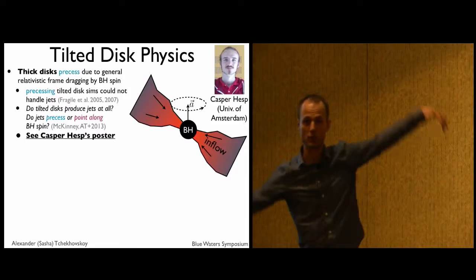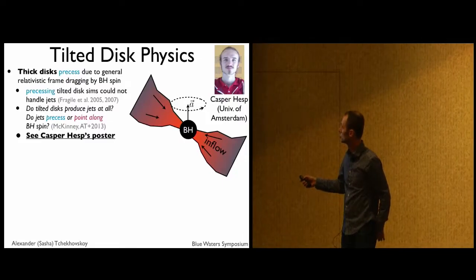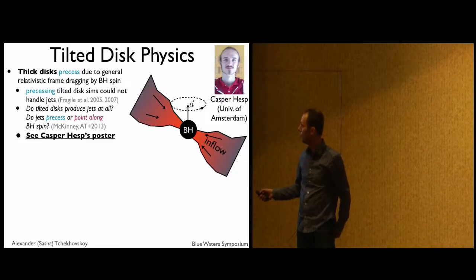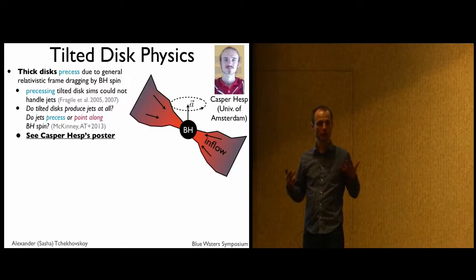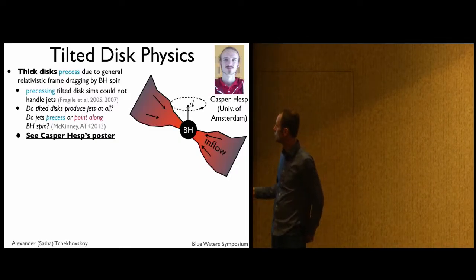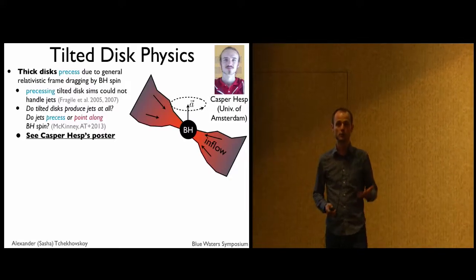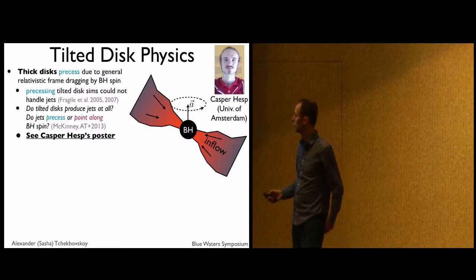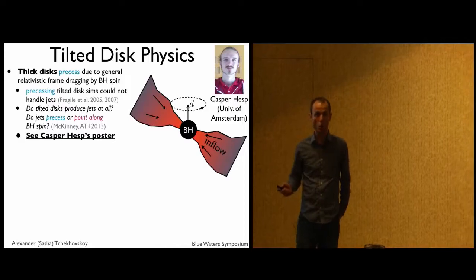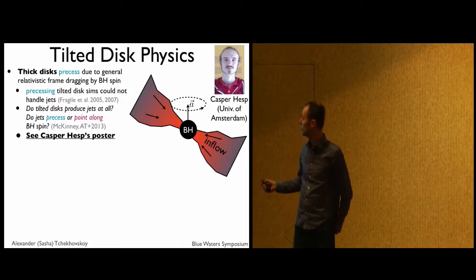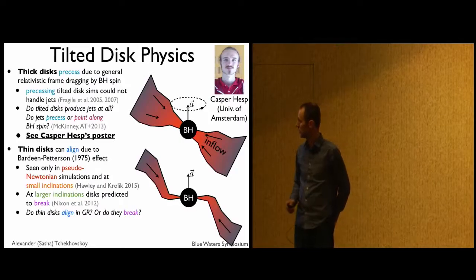In a slice, you will see the disk that's doing this dance, the precessing dance, and that's what I illustrate here. But the big questions remain. Nobody really simulated jet production by these precessing tilted disks. So we don't know if these disks even produce jets in the first place, and if they are produced, whether they follow the direction of the disk or the black hole spin. And see Casper Hasp's poster, who will talk more about the physics that comes out of the simulations, some of which I will describe in the next slides.